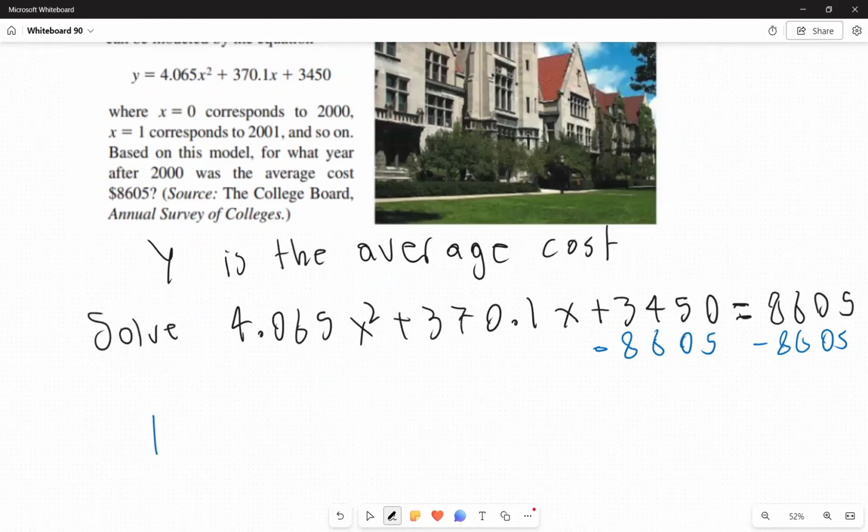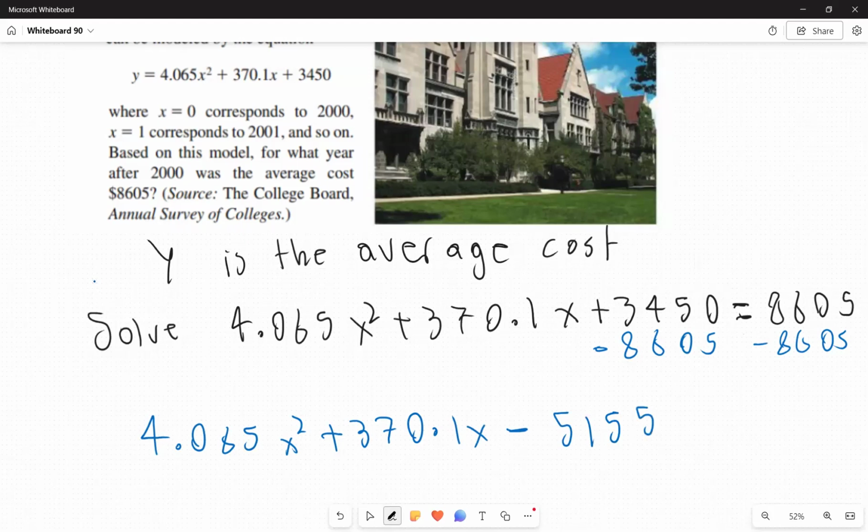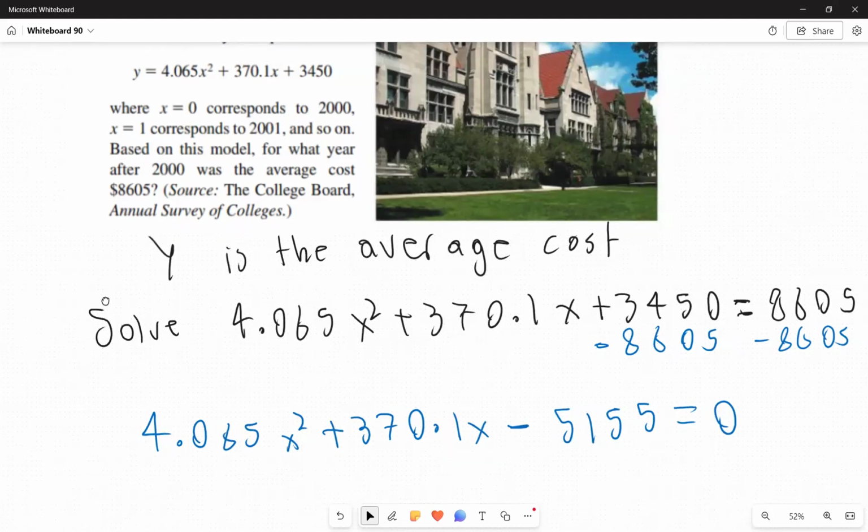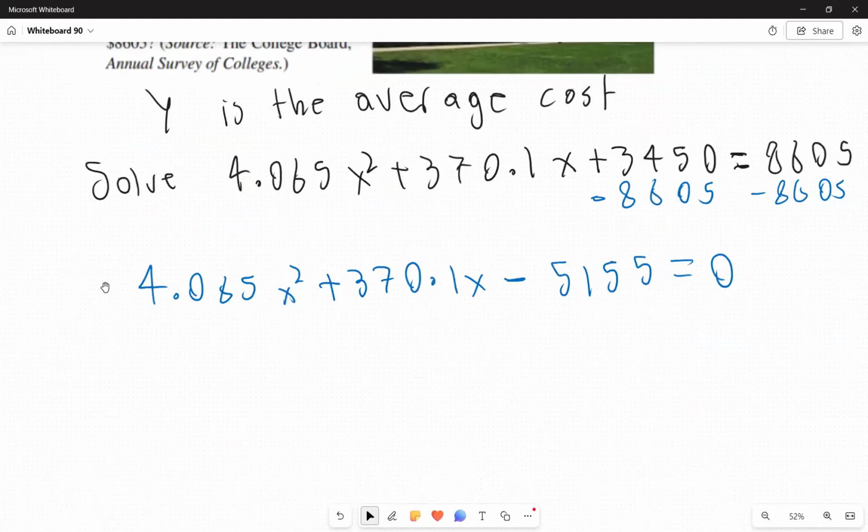And the equation is 4.065x squared plus 370.1x minus 5,155 equals 0. So yes, there's no way to solve this by factoring. So we'll need to use the quadratic formula.